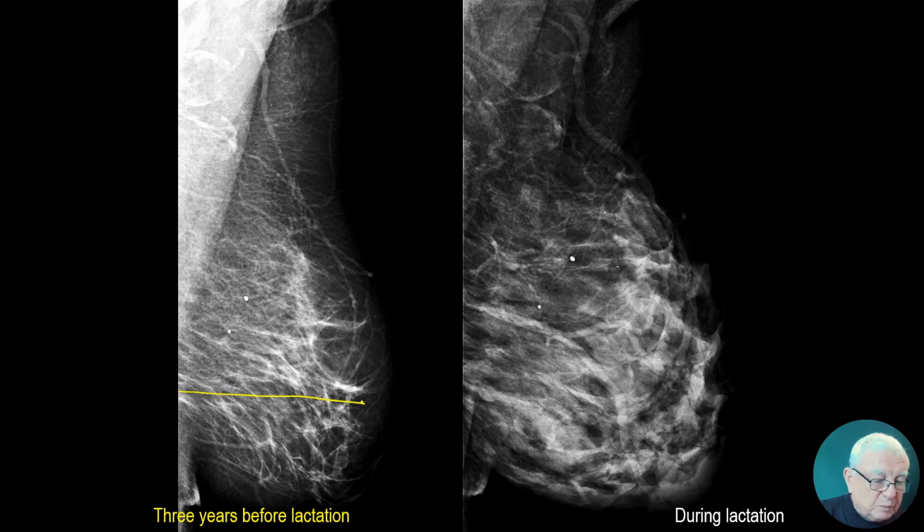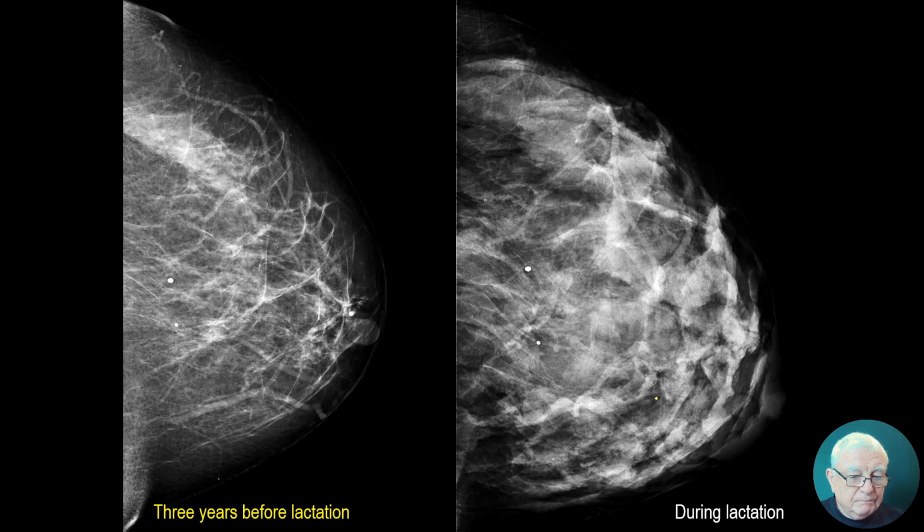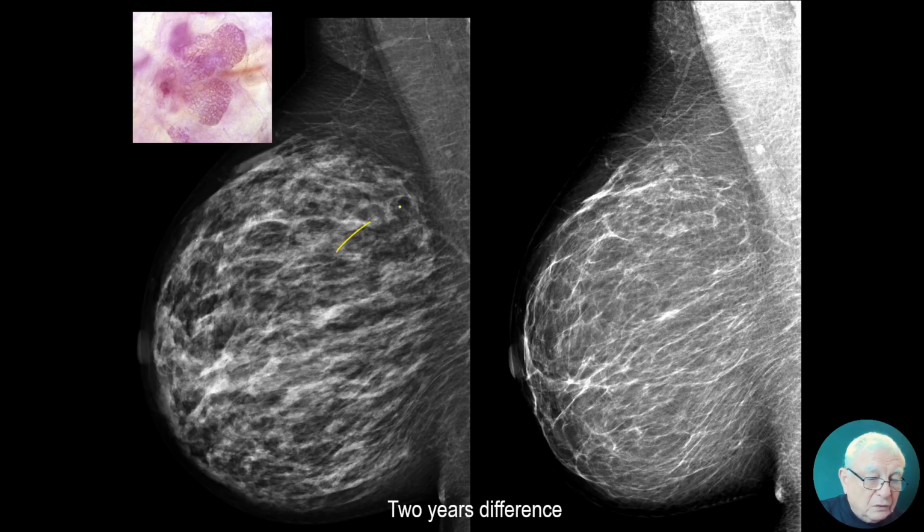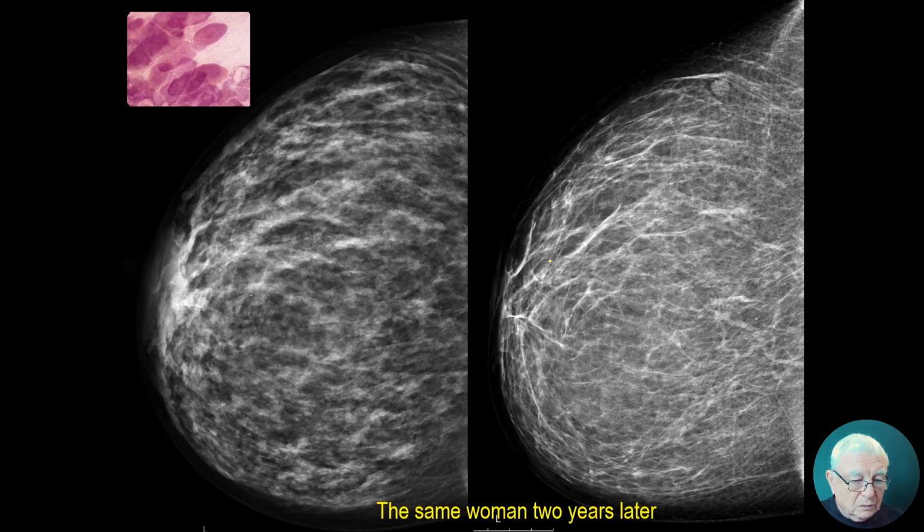You see the difference before and during lactation. But then it goes back to normal after lactation. It's pattern 2. Pattern 1, pattern 2, physiologic change.